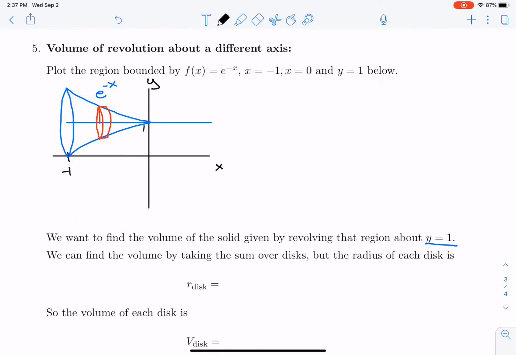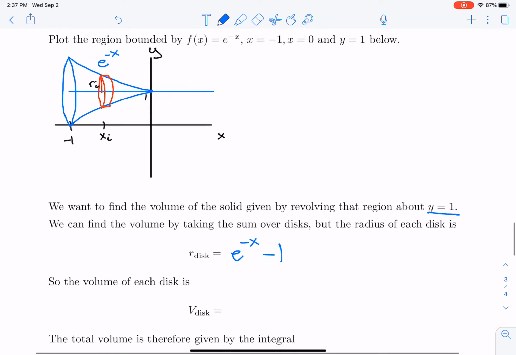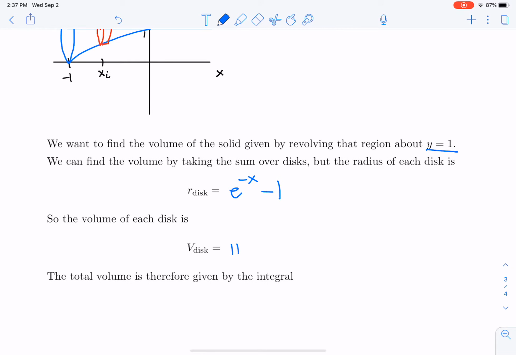That disk appears at x sub i. It has a radius I'll call r sub i. And so what is the radius of that disk? Well, it's not just the height of the function. It is the height of the function e to the minus x minus 1. And so the volume of one of those disks is going to be pi times e to the minus x minus 1 squared. So pi times the radius squared times the thickness delta x.